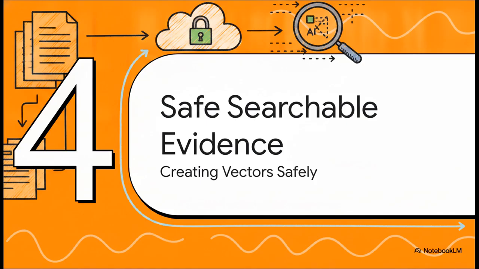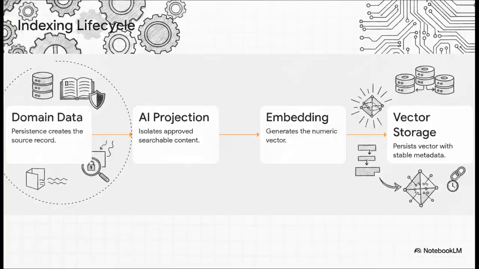This is all about creating your vectors safely. Because just saving a record in your database doesn't mean it's magically safe to index for AI search, right? You need to turn application records into evidence without leaking internal data. These 4 exact steps guarantee that your database save operation is completely separated from the AI indexing process.